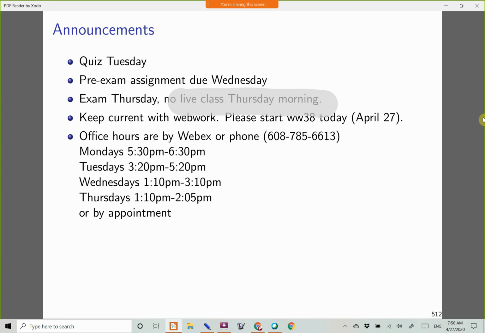There's an exam Thursday, so we will not have a class meeting Thursday morning. You may choose to work on the exam Thursday morning, or you might choose to work on the exam later in the day on Thursday or sometime on Friday. More details, again, I've sent maybe too many emails. I'm sorry about that. I just needed to get all these announcements out there. But please read about all the exam details in the exam info PDF. Please start WebWork 38 today. That would be ideal. And then, just as a reminder, office hours are available, so please visit.